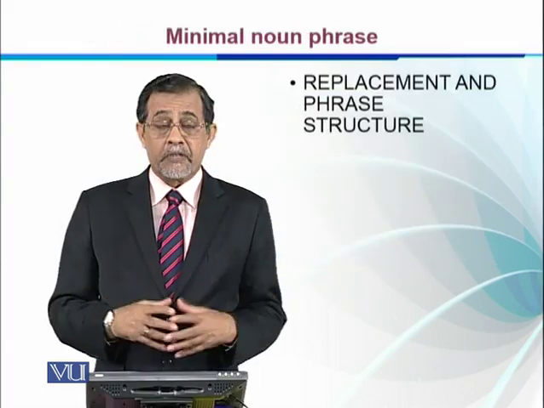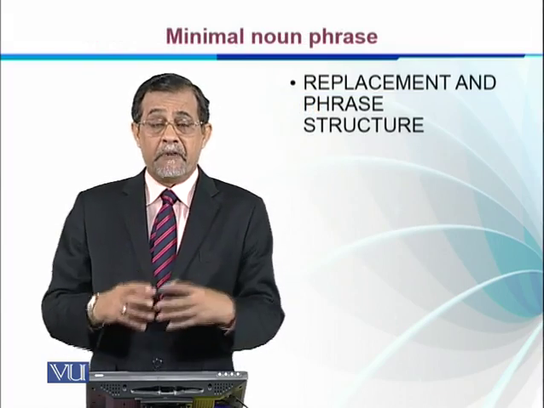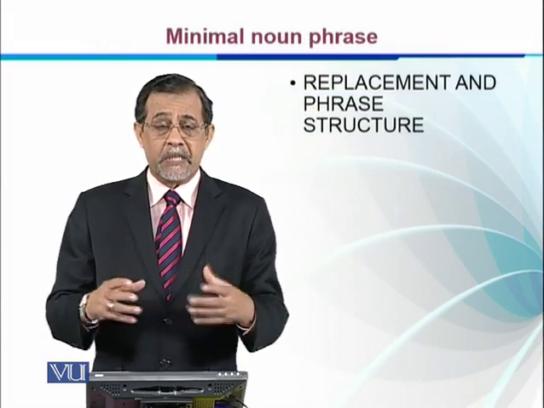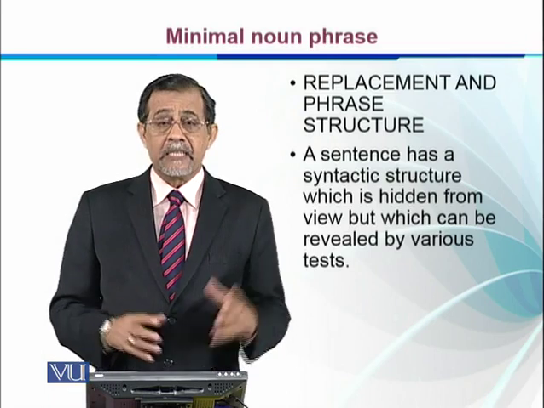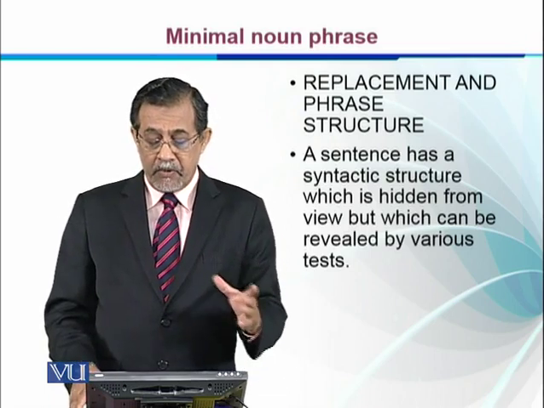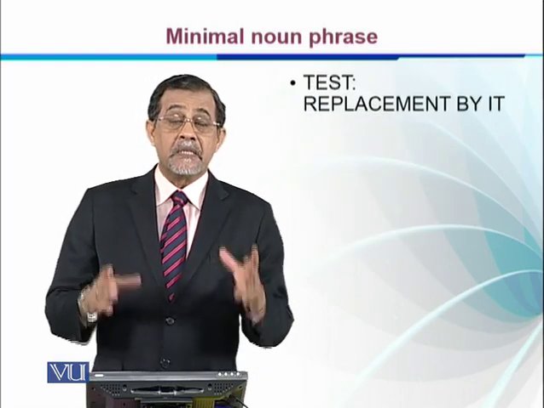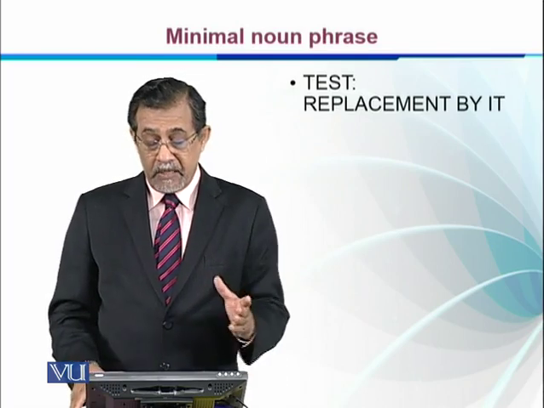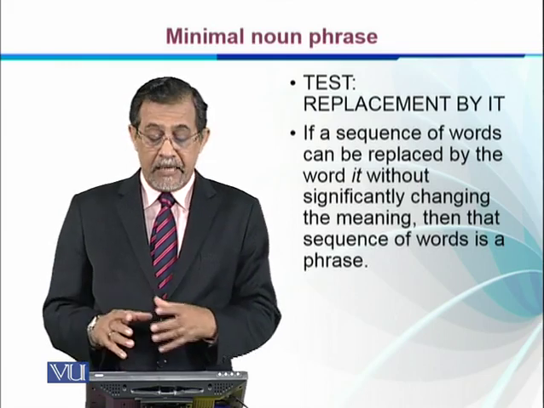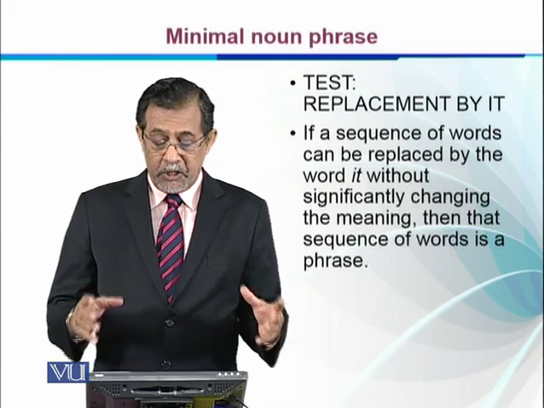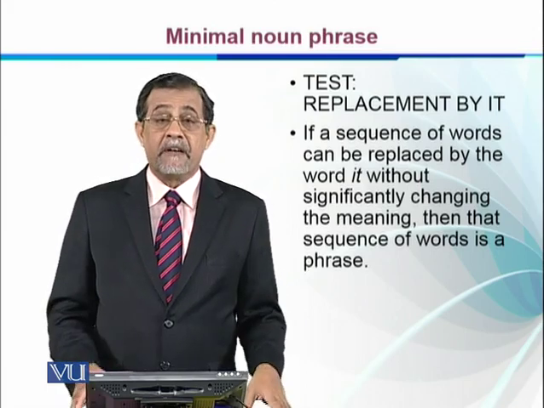Replacement and phrase structure. Let's look at whether the way we have divided the group into two sequences is correct or not. We can replace it with a pronoun. A sentence has a syntactic structure which is hidden from view, but which can be revealed by various tests. The first test is the pronoun test. We replace by it. If a sequence of words can be replaced by the word it without significantly changing the meaning, then that sequence of words is a phrase.